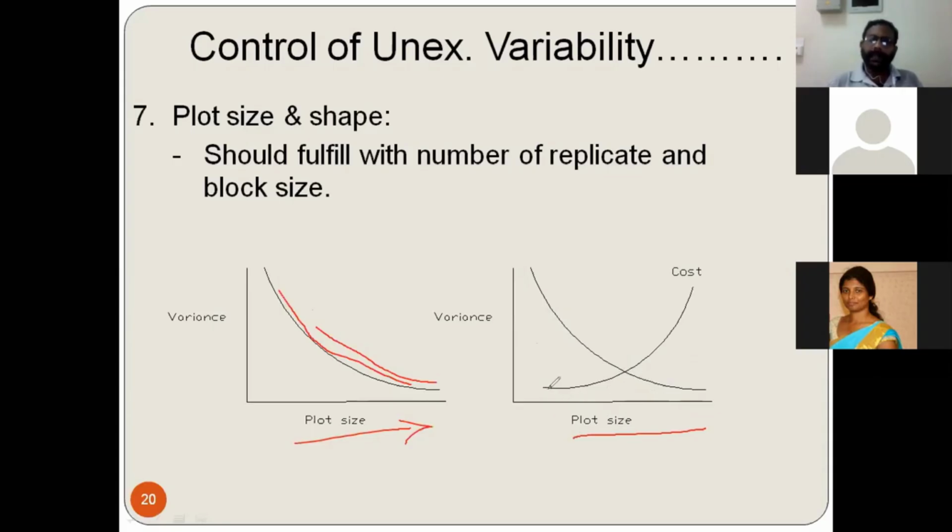Usually the cost to establish the plot increases when the plot size increases. The ideal place to look at for the plot size is the intersecting point of the cost and the variation. So this is the ideal place to have the plot size for any experiment, theoretically.